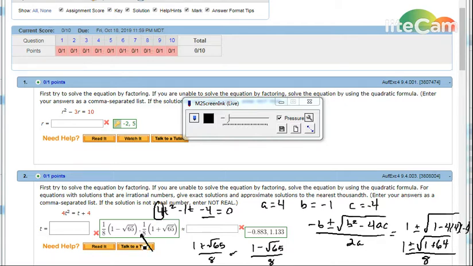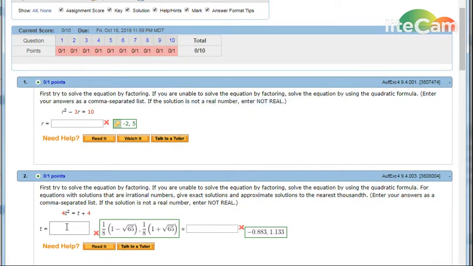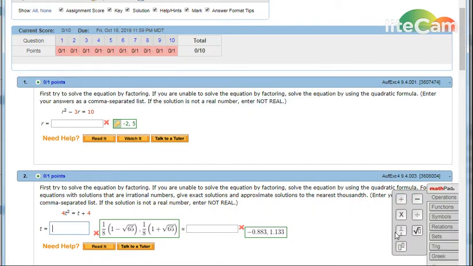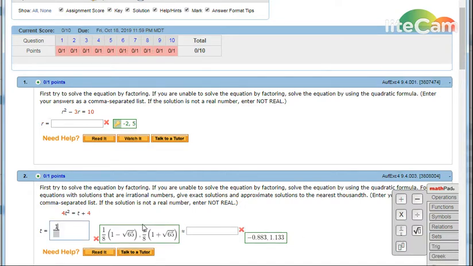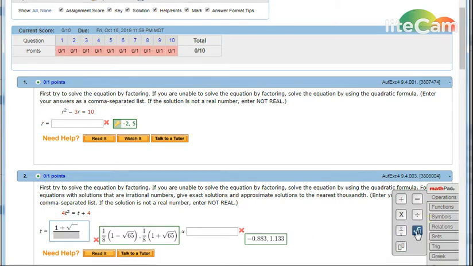So I'm gonna try to remember these two answers, and I'm gonna see if it'll let me plug in these two answers here. So 1 plus square root of 65 over 8, and 1 minus square root of 65 over 8. And let's see if it'll take it. So let's do the fraction first. 1 plus the square root of 65 over 8.